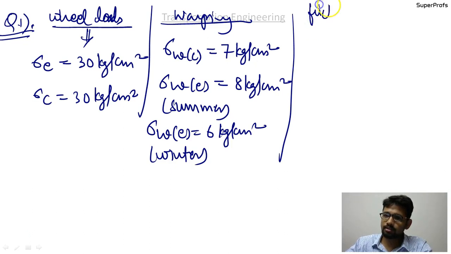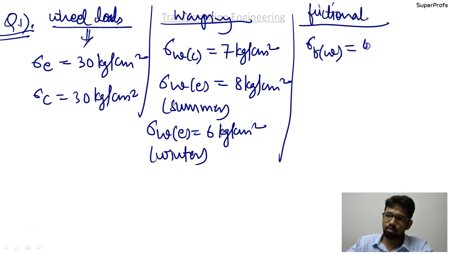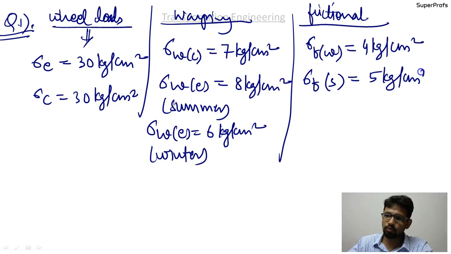And the frictional stresses, sigma F in winter is equal to 4 kg per centimeter square, and sigma F in summer is given to be 5 kg per centimeter square.